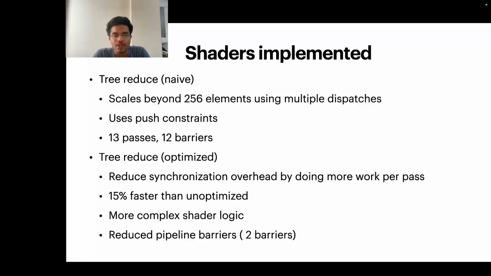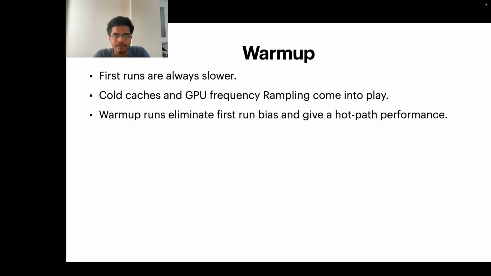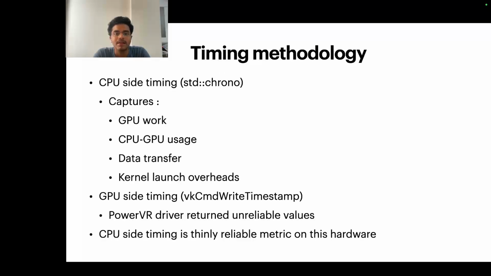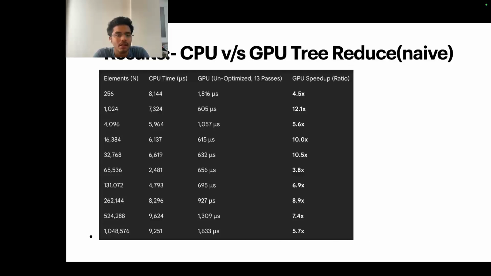This particular naive implementation comes with 13 passes, so there are 12 barriers involved. The optimized tree reduce algorithm, however, reduces synchronization overhead by doing more work per single pass. More about this later. A warm-up run is done every time to eliminate any first-run bias and give you hot path performance. For the timing methodology, both the CPU and the GPU support recording timestamps, but the CPU-side timing has been observed to be more reliable. The PowerVR driver is returning some garbage values like zero or a particular constant value, so I just discarded it completely.